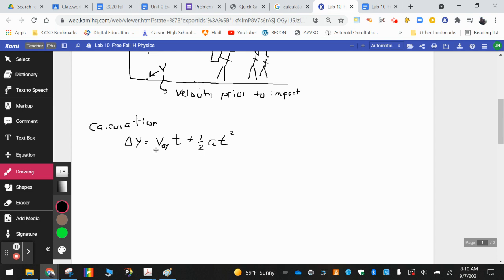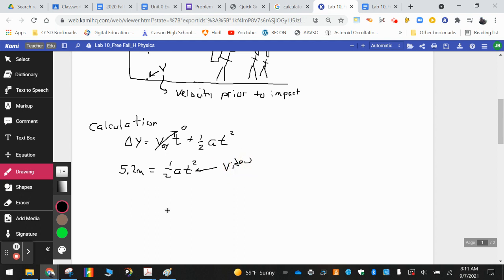Anybody? Zero. Good. So this is going to be zero here, right? Now, what is delta Y? Yes, good job. 5.2 meters. Excellent. Here we have 1/2, here is A, and here is T squared. Okay. Where's our T going to come from? Or how do we actually get it? Is it from video? Yeah, this is from video, right?